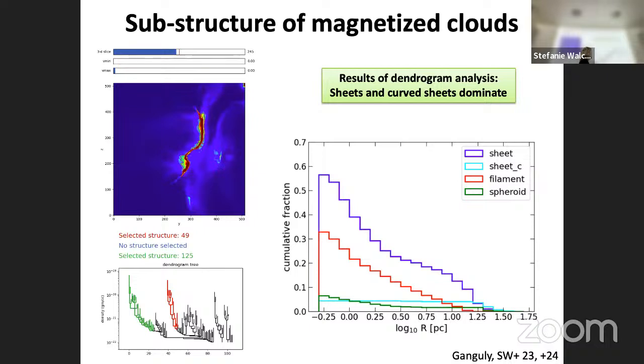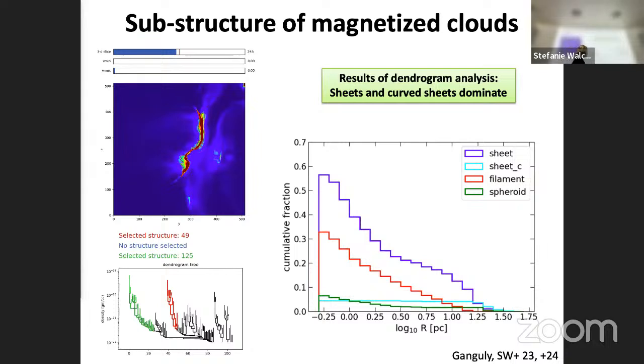We also included this here, sheet C, which is a curved sheet. So a sheet which does not contain its own center of mass. And actually we do have some curved sheets. So basically it's like a bubble shell, you can imagine like that. And so what we plot here is, as a function of size of our structures, which is now the average radius, so to say, how many sheets and filaments and so on we find.